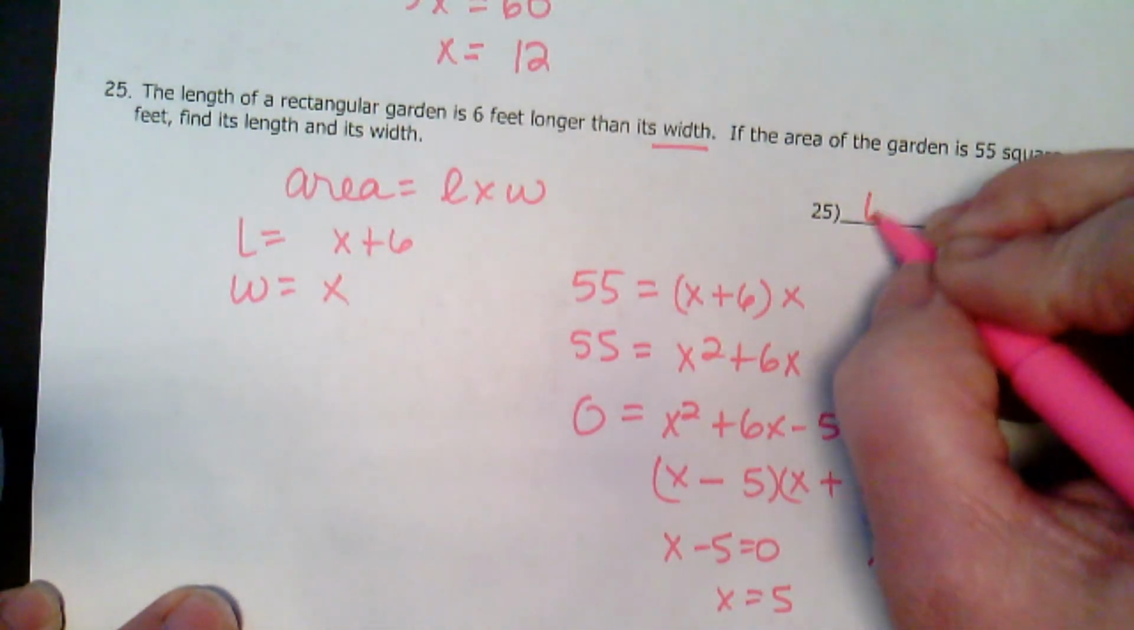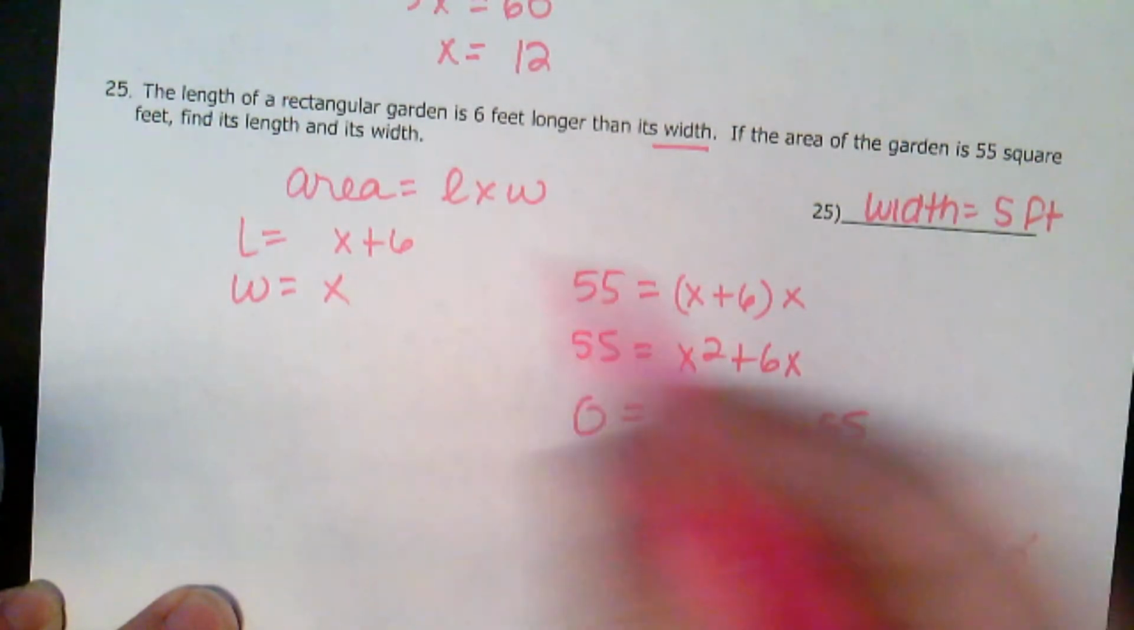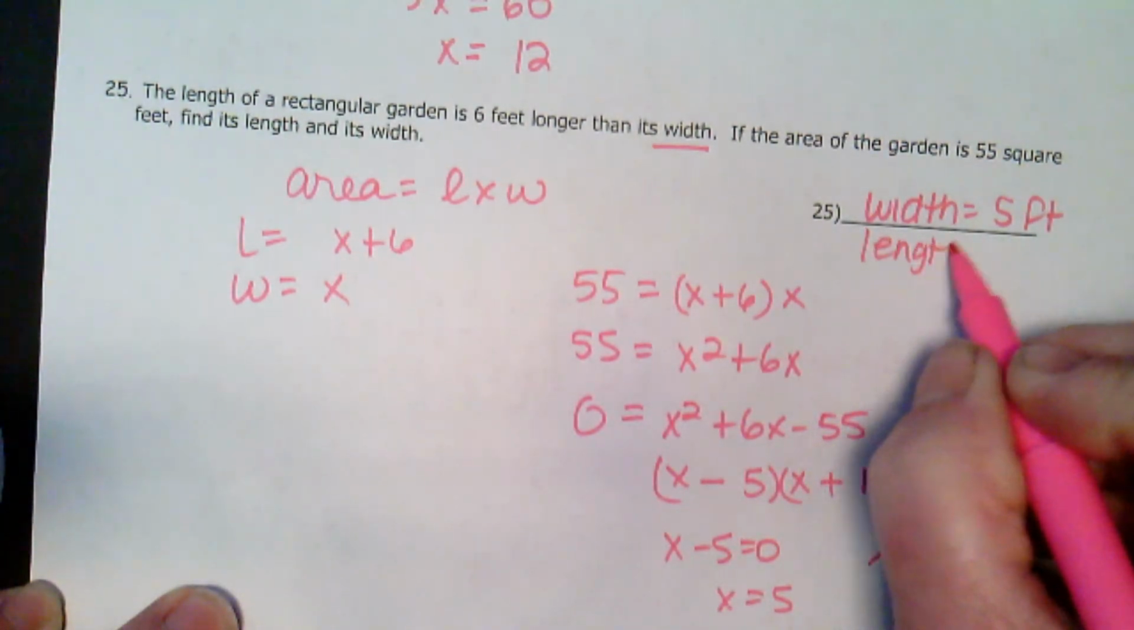And they're telling you to find both. So the width is 5 feet. And then 6 more would be our length.